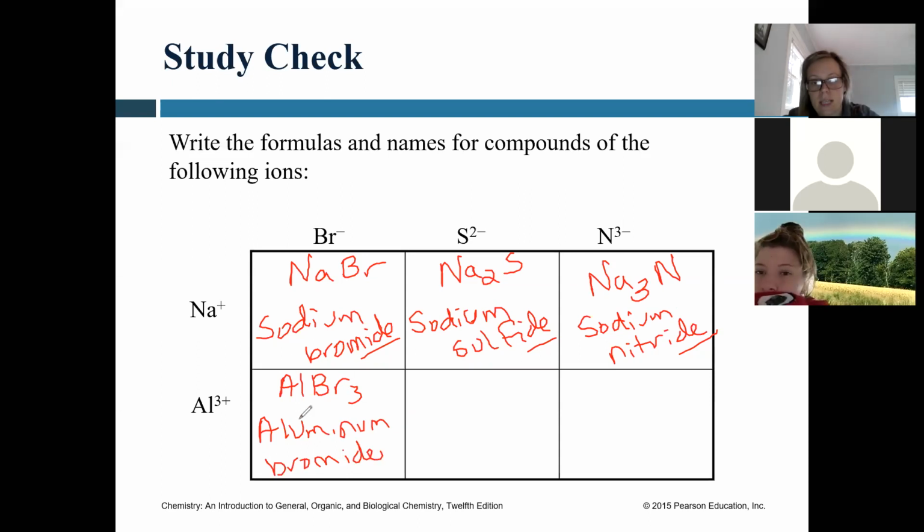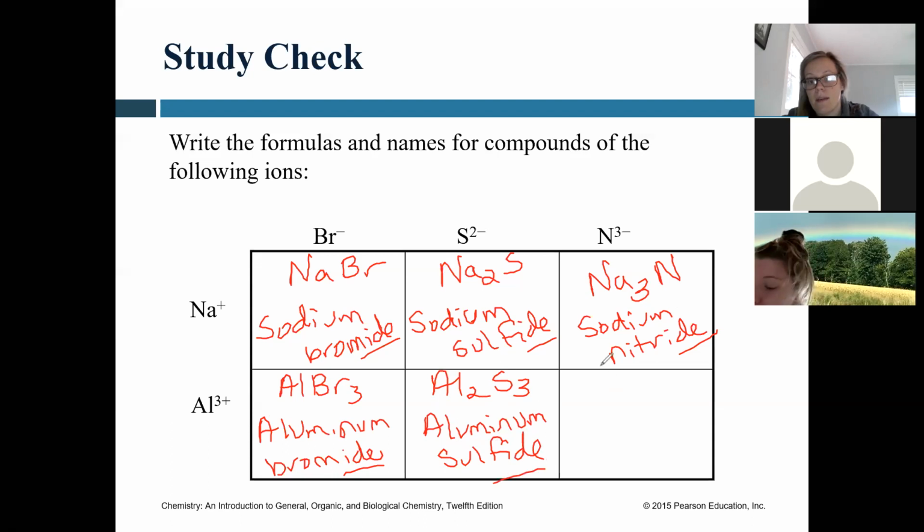Bromide, right? So in this case, all the non-metals are the same. The metal is what changed. Aluminum has a 3+ here, a 2- here, flip-flop. So I should have 2 aluminums for every 3 sulfurs, and we would call this aluminum sulfide. And then this last one, flip-flop. Now, if I flip-flop, I'm going to get aluminum with a 3 and sodium with a 3.